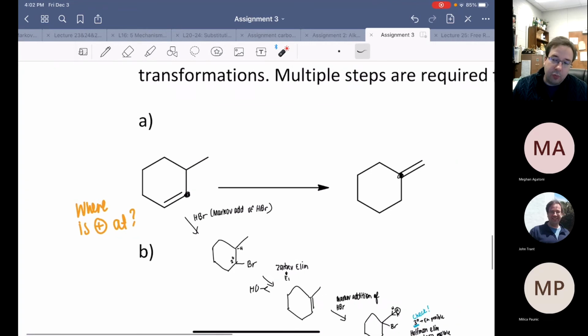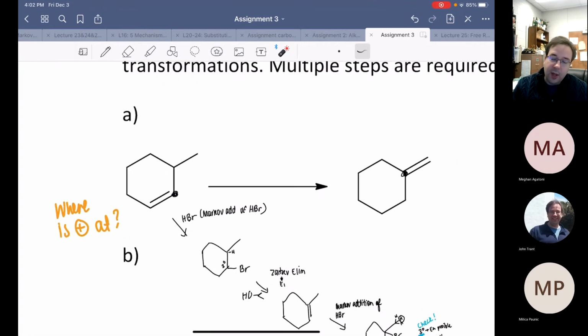Okay. So you could put the chlorine on that center. Here? Then you could reduce the double bond using hydrogen and palladium. And then you could do a Hofmann elimination.